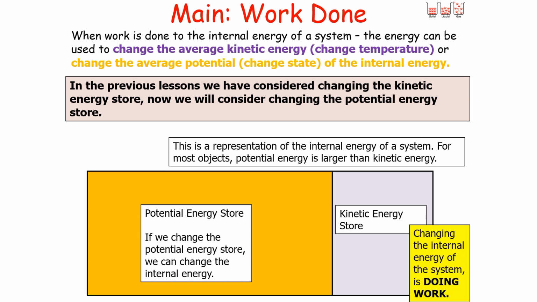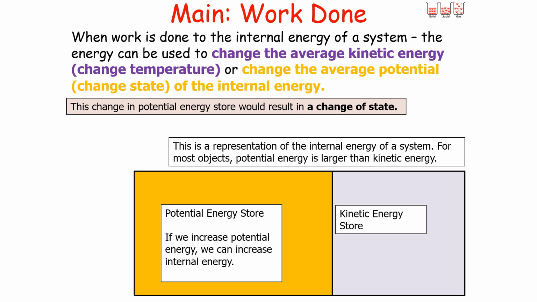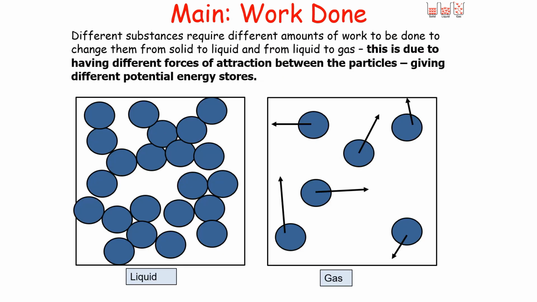Now again, if we change the potential energy store, we can change the internal energy. Changing the internal energy of a system is called doing work. So it's an important idea to consider. So let's consider what happens when we change the potential energy store of the internal energy of a system. So a change in potential energy store would result in a change of state. Now it's important to note that different substances require different amounts of work to be done to change them from a solid to a liquid to a gas, or any other state change.